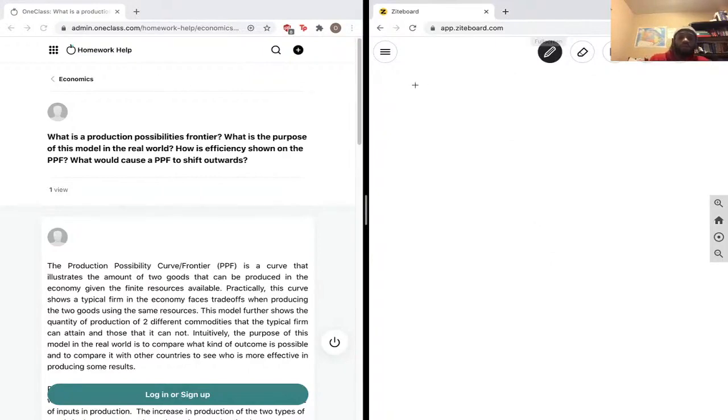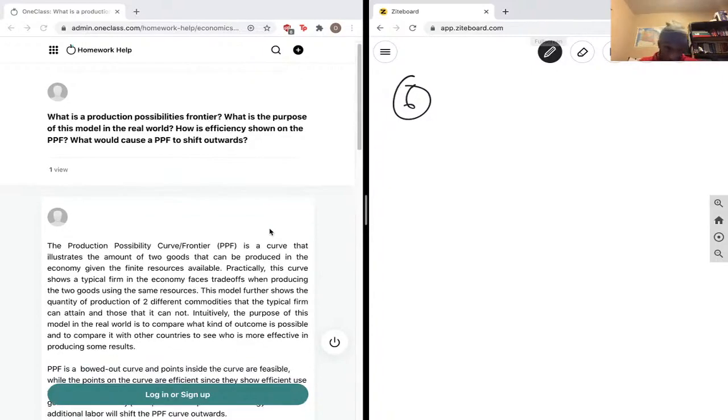Question number 6. What is the production possibilities frontier? What is the purpose of this model in the real world? How is efficiency shown on the production possibilities frontier? And what would cause the production possibilities frontier to shift outwards?